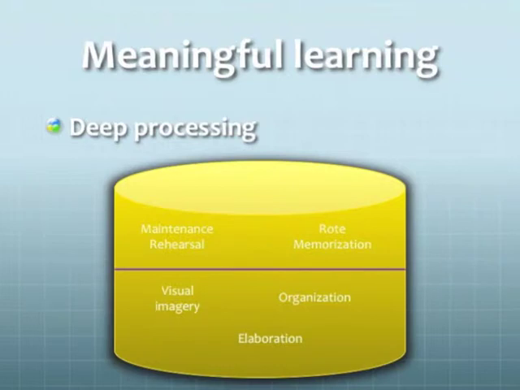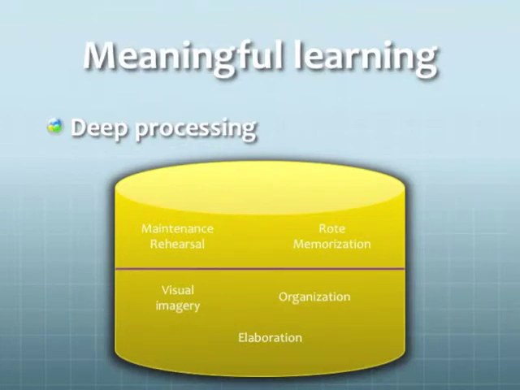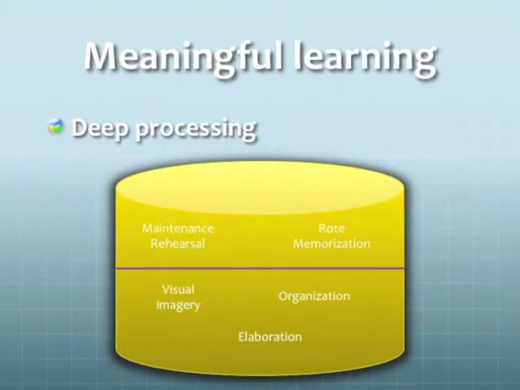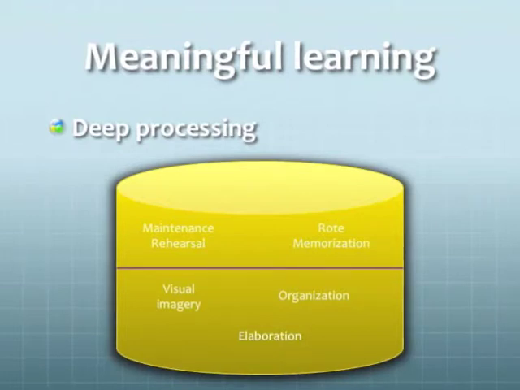rehearsing, repeating things over and over in order to maintain them and eventually get them into long-term memory. Rote memorization is memorization of isolated facts, writing your spelling words 10 times, doing your math facts in isolation. It can lead to learning, but it's not as effective as some of the deeper processing activities like visual imagery, organization, elaboration. Those lead to more effective encoding so that students are able to recall that information when they need it, so that they have truly learned what you're trying to teach.